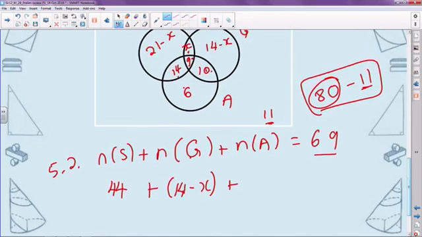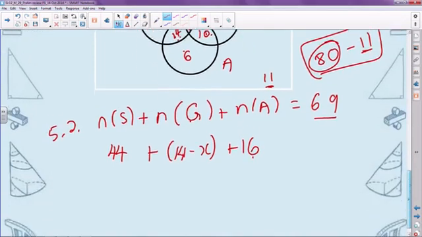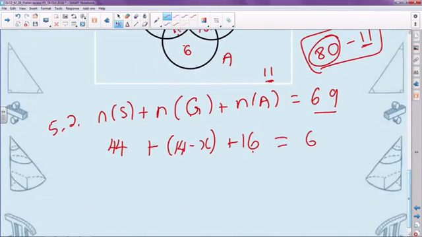16. Remember, the reason I've got 16 here is that I've excluded my intersections, because those are taken care of in your swimming and your gymnastics. So that total is giving me 69, and then we're going to solve for x. So we're going to say 44 plus 16 and then 69 minus that. So we'll get the following: 69 minus 44 minus 16.